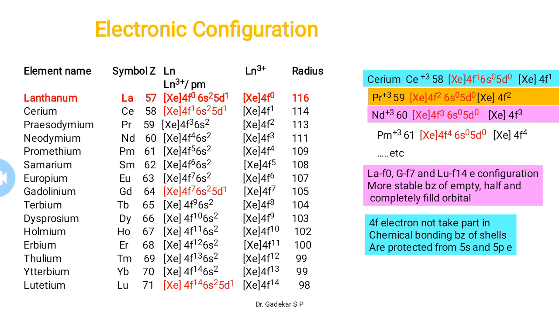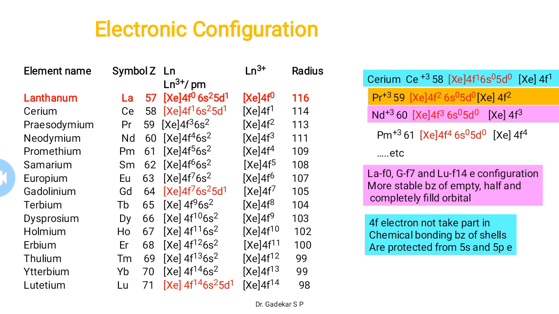The 4f electrons cannot take part in chemical bonding. It means they do not form covalent bonds, because the 4f electrons are protected by the 5s and 5p electrons. So 4f electrons do not take part in chemical bonding because they are protected from the 5s and 5p electrons.